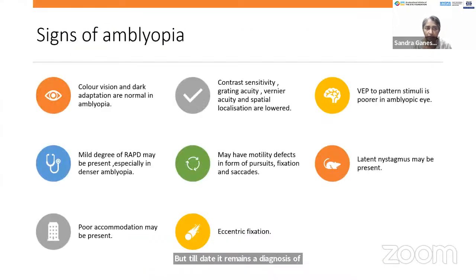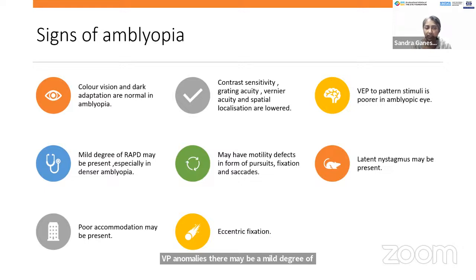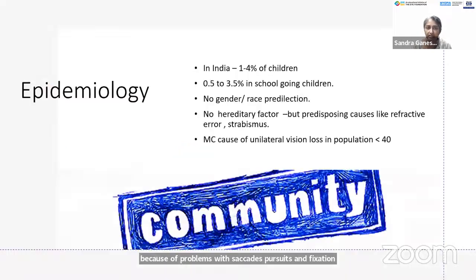The signs of amblyopia, apart from decreased visual acuity, include poor color vision, poor dark adaptation, poor contrast, and VEP anomalies. There may be a mild degree of RAPD also in denser amblyopes, and that may put us into a little confusion about whether it is an organic etiology. And you may have motility defects. That's why amblyopic children have poor reading capabilities and tend to do poorly in school examinations because of problems with saccades, pursuits, fixation, latent nystagmus, poor accommodation, and eccentric fixation.